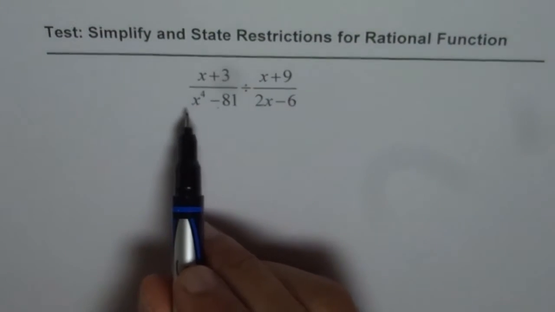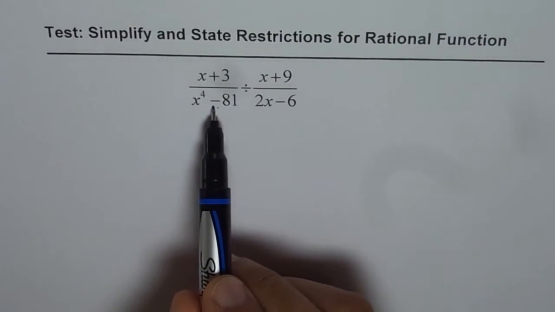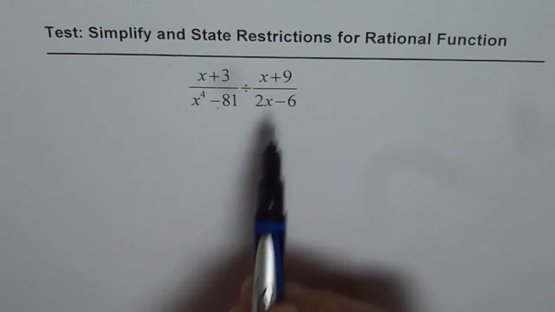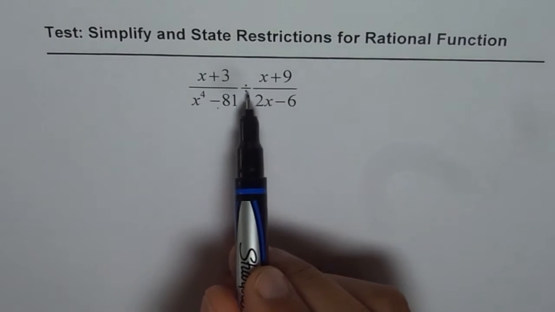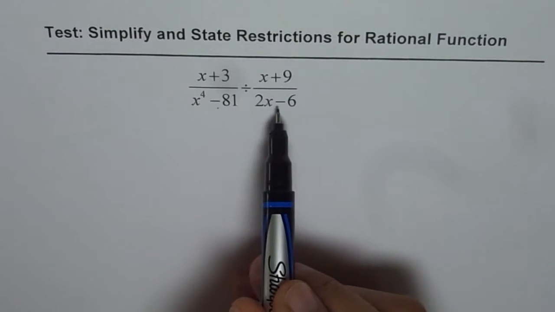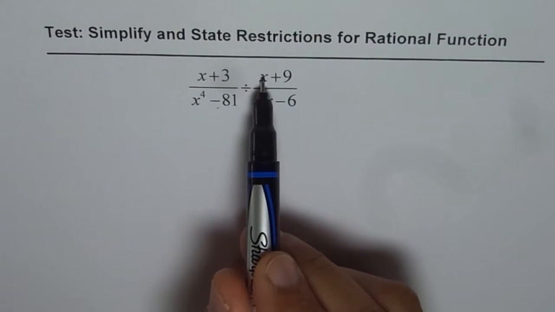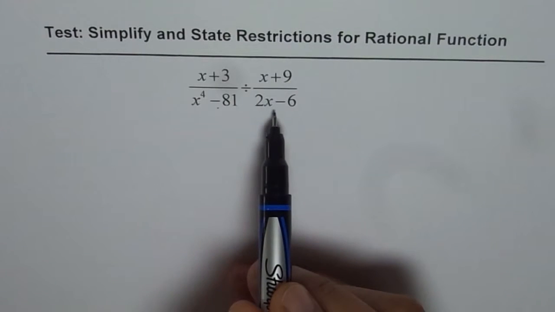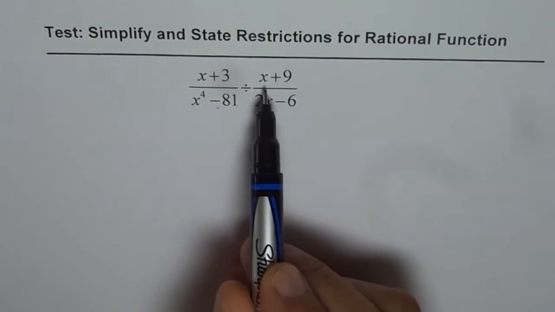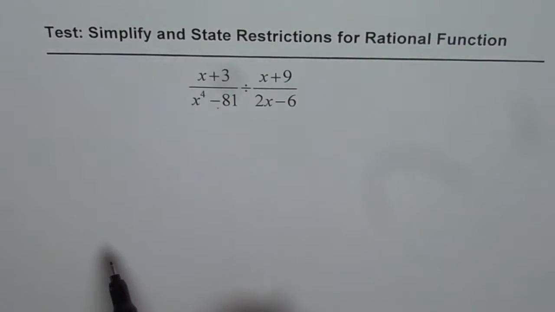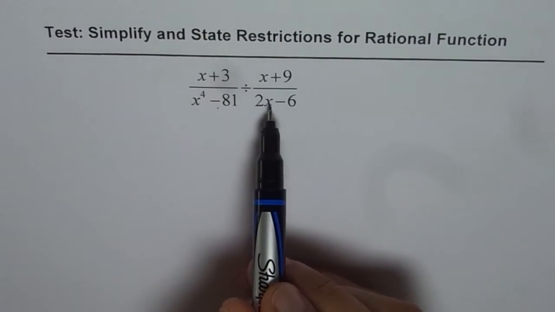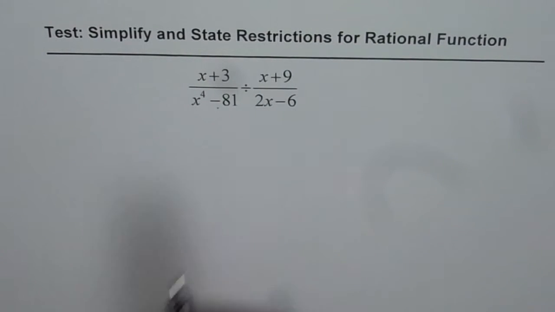So what we need here is that x^4 - 81 should not be 0 and 2x - 6 should not be 0. But when I write this as a multiplication statement, then we find the reciprocal of this. That means x + 9 comes in the denominator. So that means x should not be -9 also, right? So I hope you understand the restriction part also. Now at this stage also, you can pause, complete the solution, and then look into my suggestion.